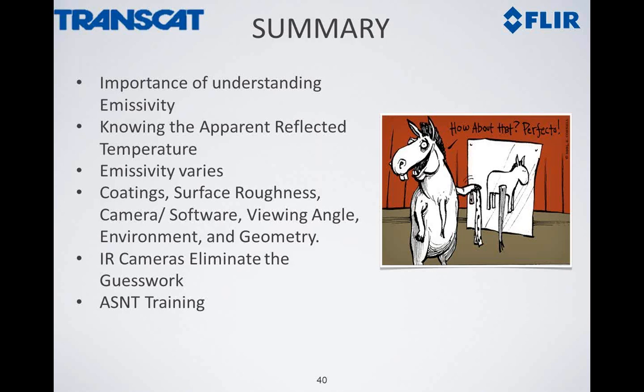length, temperature, camera viewing angle, and target surface geometry. Coatings, surface roughness, camera software, viewing angles, environment, and geometry are methods available for working with emissivity and reflection interferences. IR cameras are great tools for non-contact temperature measurement. The thermal image combined with several measurement spots takes the guesswork out of the thermal analysis. The subject of emissivity and reflectivity is covered more.